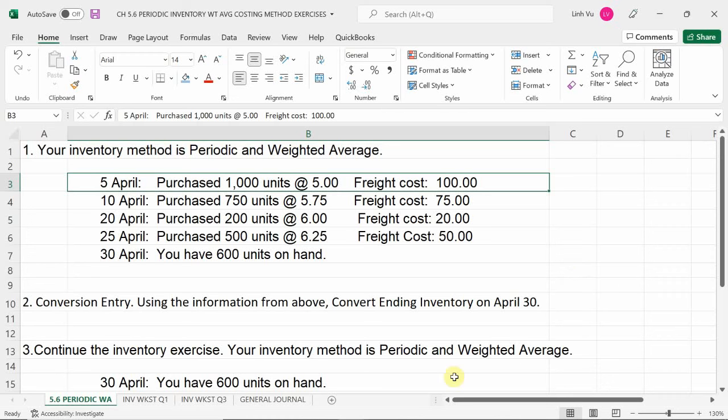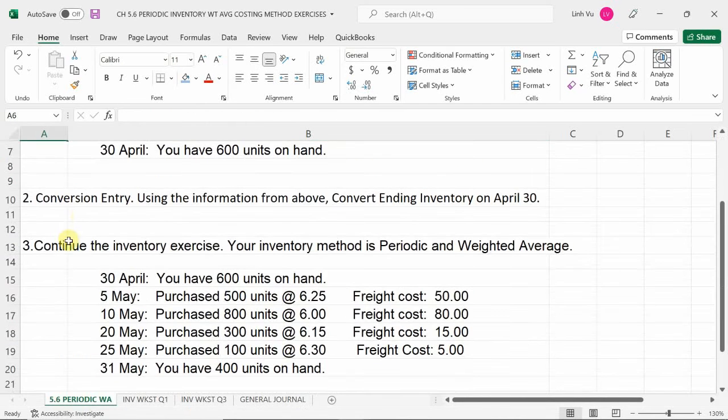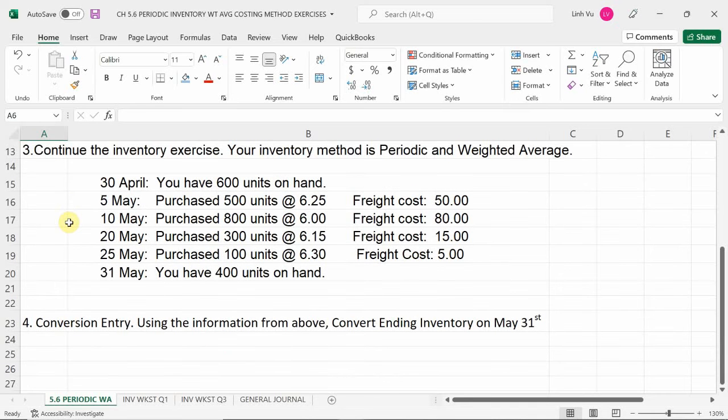All right, so let's go ahead and finish up the second half of this problem here. We already finished questions 1 and 2, so now question 3 is going to be a continuation from the question above. It says that your inventory method is still periodic and it is still weighted average. But this time, on April 30th, you have a total of 600 units on hand, which we know from the previous worksheet.